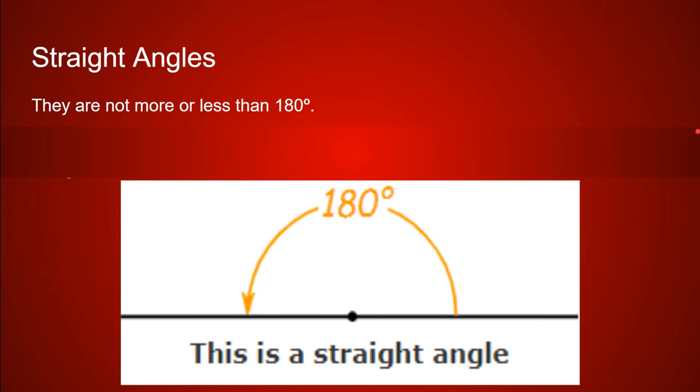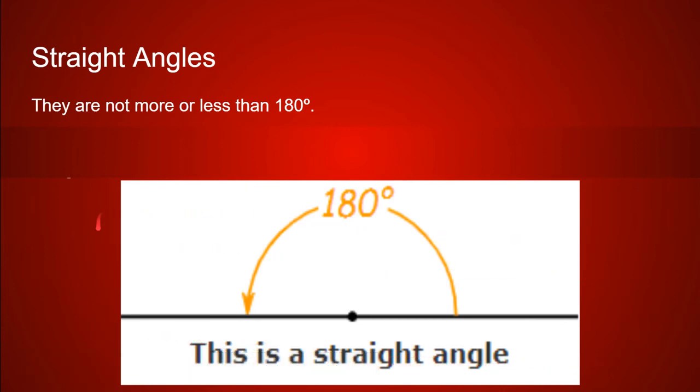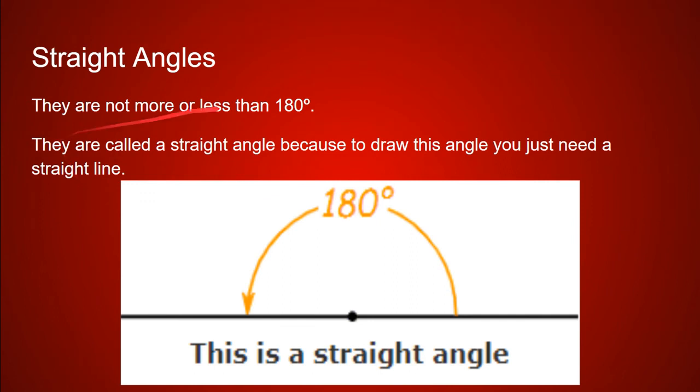Now we have the last one, which are straight angles. They're exactly 180. Do you know why they're called straight? Look at this diagram. What do you see here? To draw this angle, you just need a straight line.